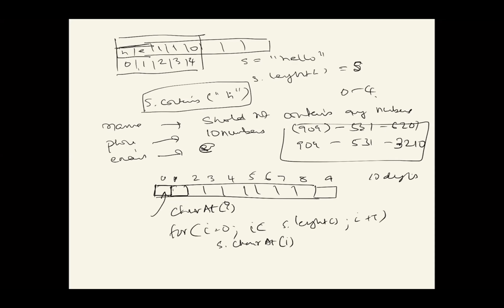I will first be 0. So you check if this is a digit, basically a number. How do you check? You write a function which takes this character and checks if it's a number or not. So let's try writing this function.